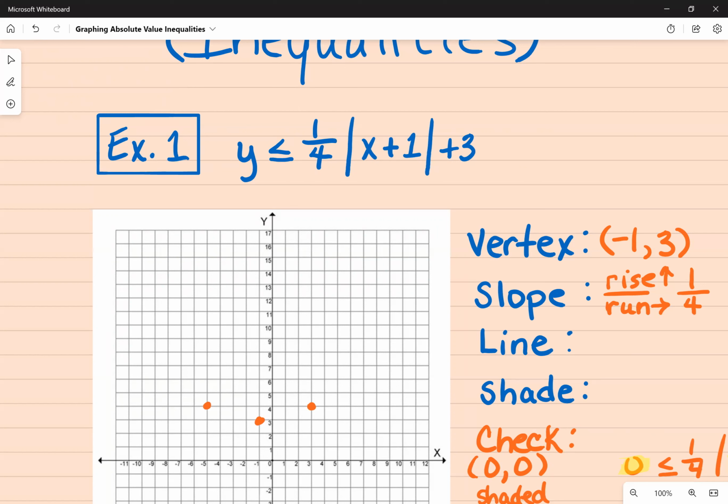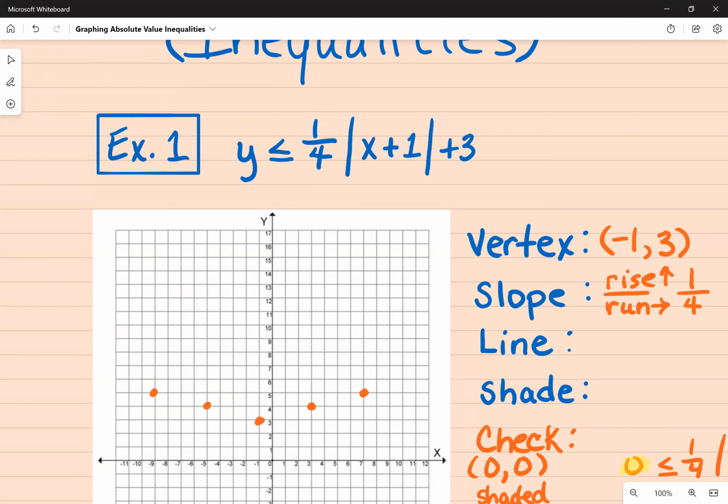I'm going to do the same thing just one more time. I don't really have to, this is enough, but I can go up 1, 1, 2, 3, 4. And on the other side, the same thing. I'm going up 1, I'm rising 1 and running 4. 1, 2, 3, 4.